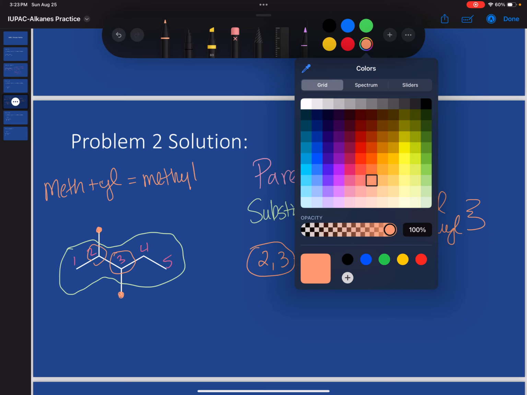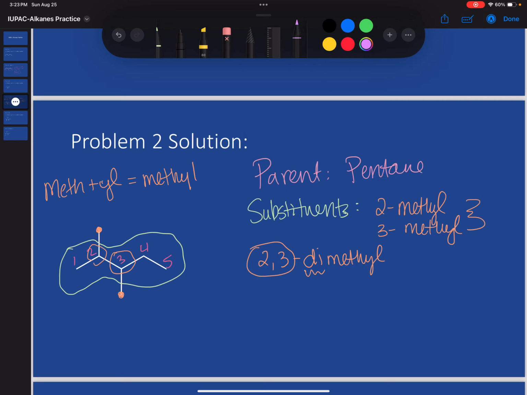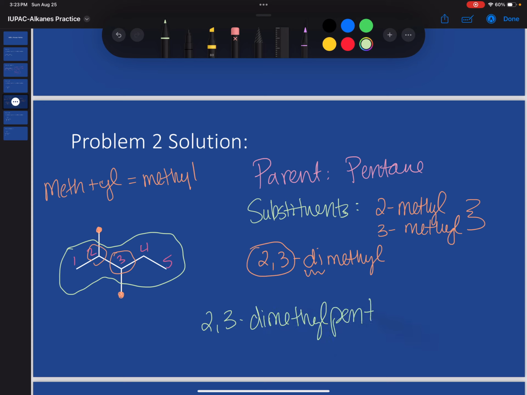Okay, so now I am ready to combine this into my name. So the name of this structure should be 2,3-dimethylpentane. And then notice I separate numbers with commas, and I separate numbers and letters with a dash. So there's a dash right there. And that would be the IUPAC name for this structure.